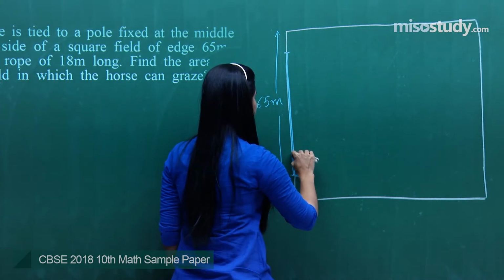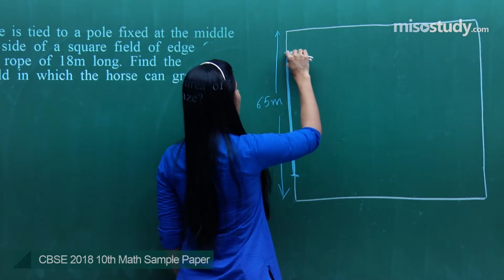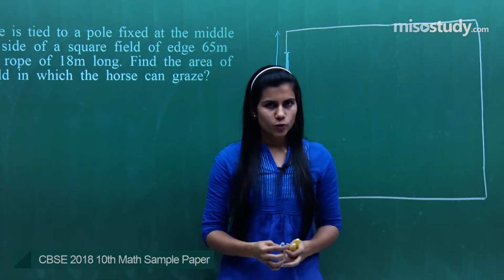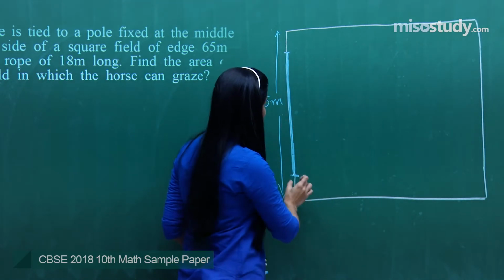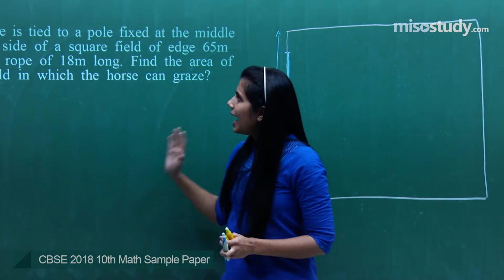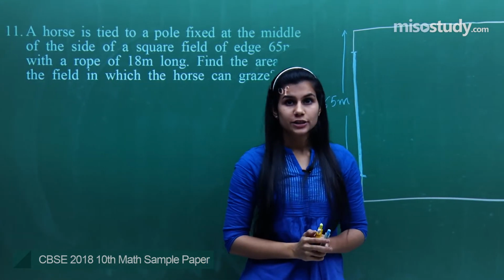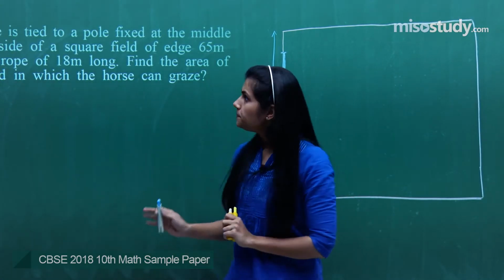This pole is fixed right in the middle of a side of this square field. So one of the sides, you can take any side, that side has right in the middle a pole fixed. And a horse is tied to that pole. Okay? There is a horse which is tied to that pole.